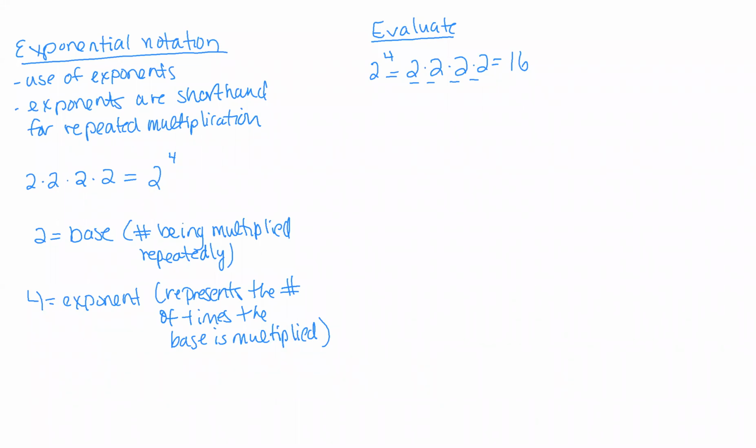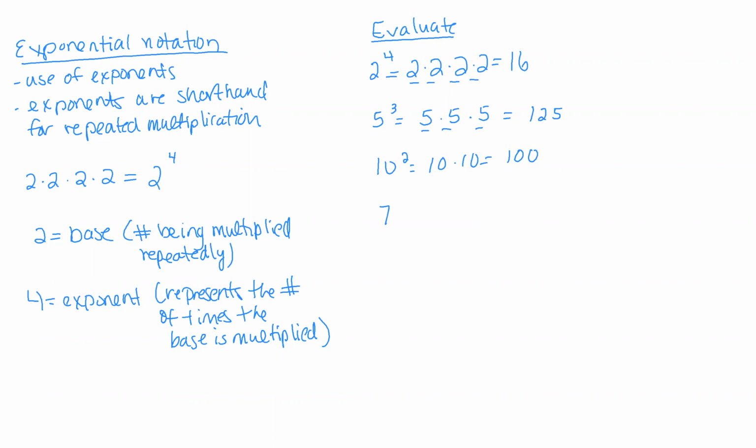Next up, let's say we have 5 to the 3rd. Well, that would be the same as 5 times 5 times 5. All right, so I've multiplied 5 by itself repeatedly, 3 times in fact, and 5 times 5 is 25. 25 times 5 is 125. What if I had 10 to the 2nd power? Well, that's just 10 times itself twice. And hopefully we know that 10 times 10 is 100.